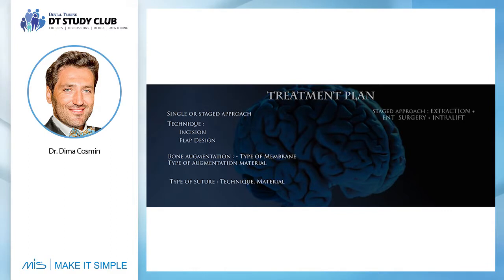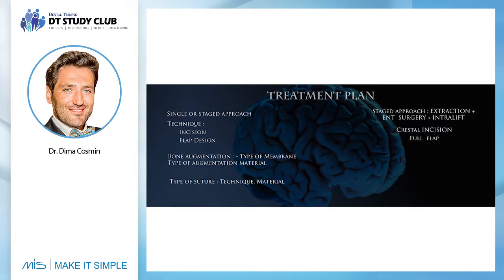In this particular case, we have decided to have stage approach. So first of all, we have to remove the tooth because we are sure that the tooth generated this pathology into the sinus. Then we make ENT surgery and then intralift. The most important thing is to reduce and to take out the cause, and after that to treat the sinus. Otherwise, if the cause is still there, we will have the effect sooner or later.